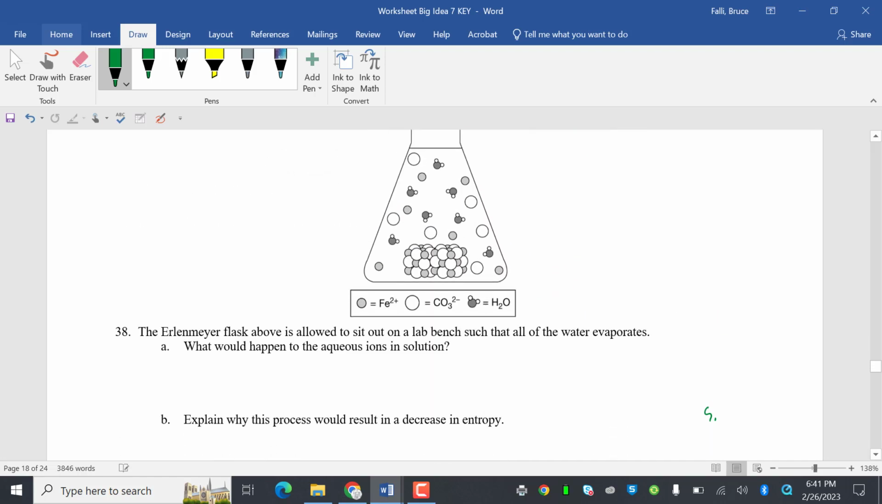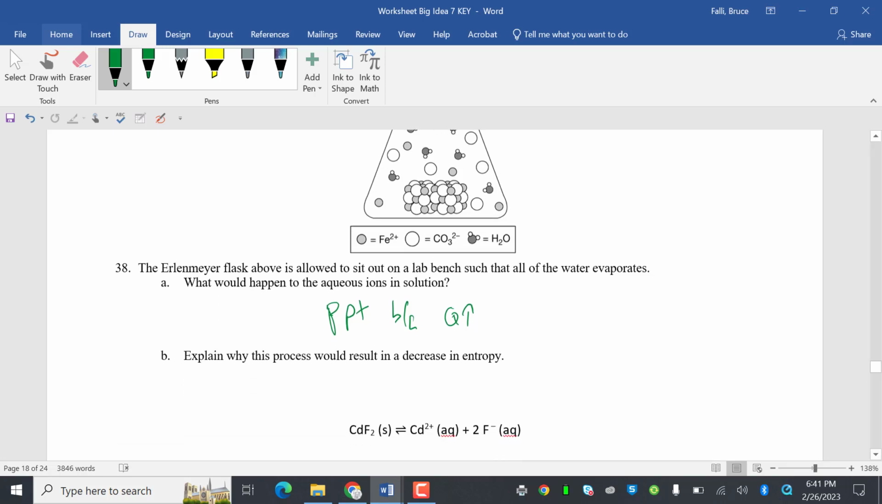The Erlenmeyer flask above is allowed to sit on a lab bench such that all of the water evaporates. Oh no! What would happen to the aqueous ions in solution? They would precipitate out because Q would increase, right? So why would Q increase? Because the concentrations would go up.